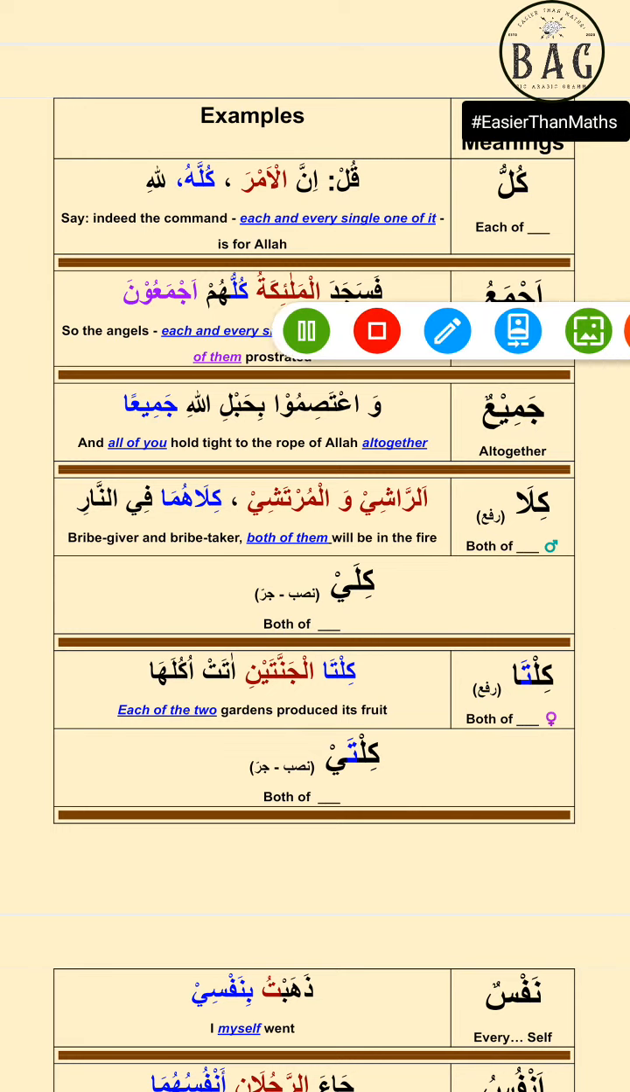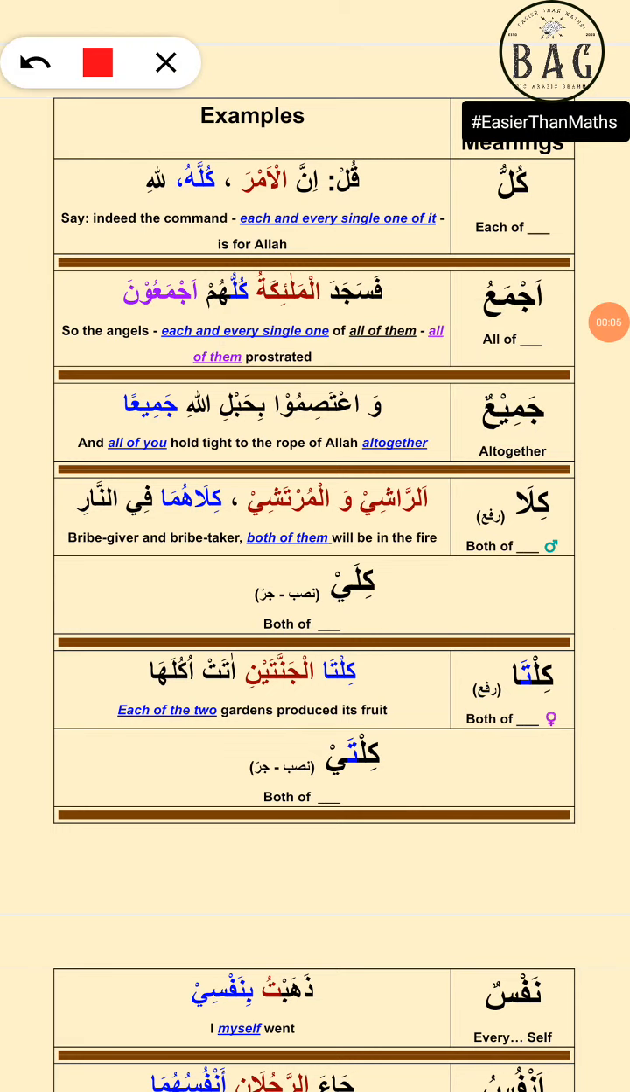Now let's look at the second example, ajma'u. All right, so it can be anything. Ajma'una, it's plural form. Depending upon the word that it is used with, you can make its variations. Okay, so let's see what's happening here. فَسَجَدَ الْمَلَائِكَةُ kulluhum ajma'un. Now you can see that you have kullu over here and you have ajma'un over here. So the stress here is it is doubled.